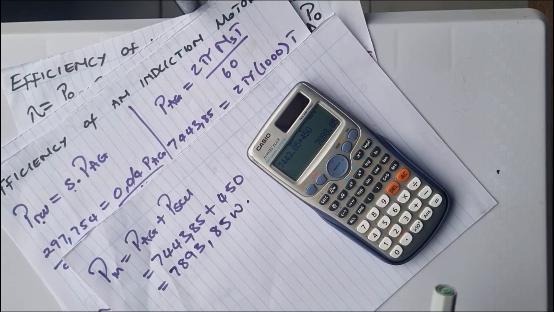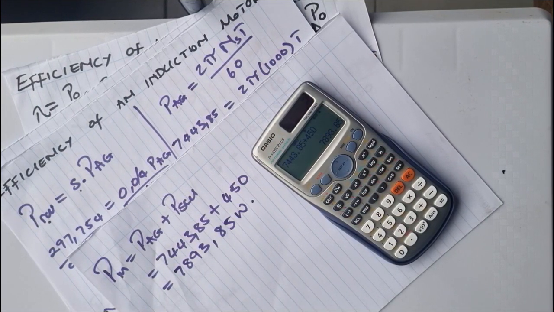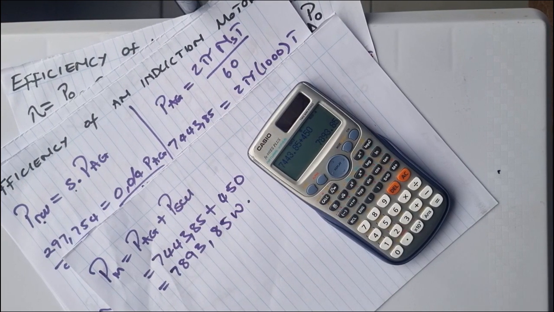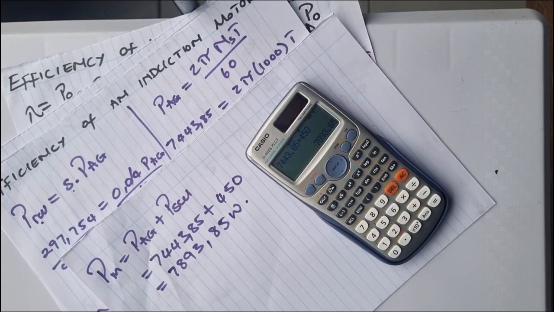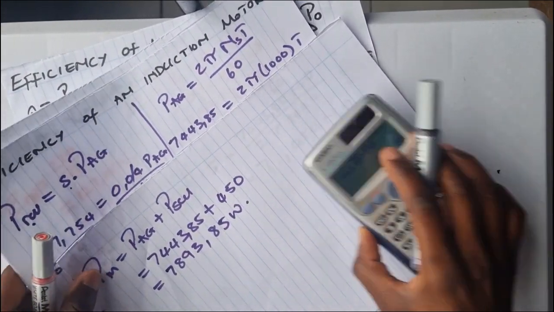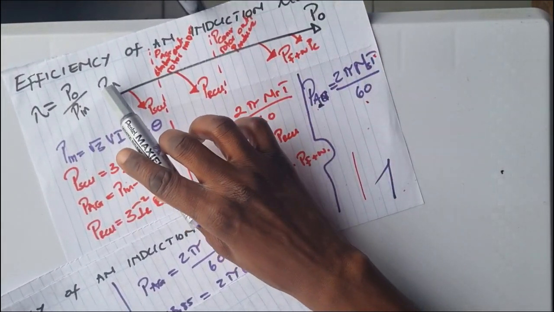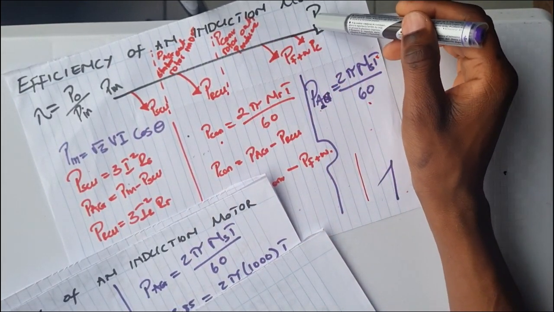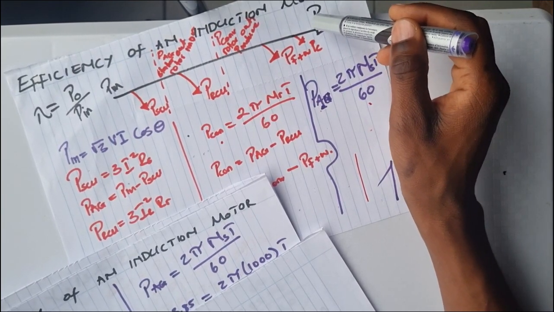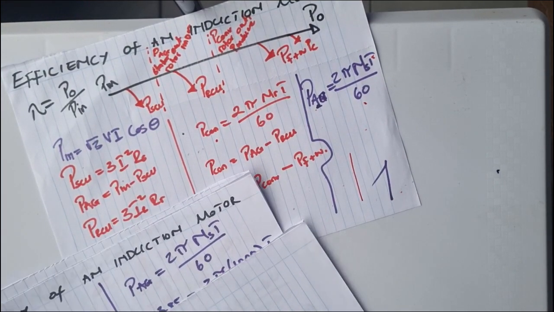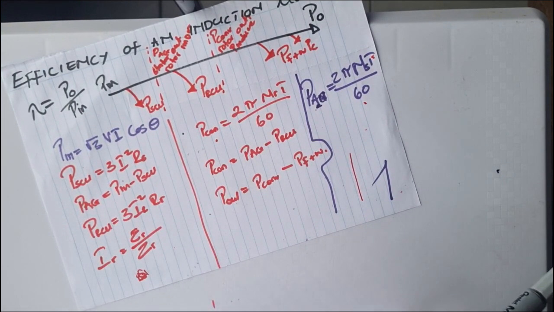Now the third question asks us to calculate the efficiency of the motor if the friction and windage is 230. To calculate the efficiency, we're going to need the output power. We already have the input power. We don't have the output power, but we can calculate it, and after that we'll be able to calculate the efficiency. So now let's calculate.